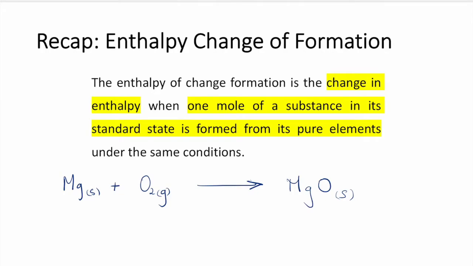And the definition of enthalpy change of formation clearly states that we need to form 1 mole of the substance. So when we balance the equation, we need to keep this in mind, that this coefficient always has to be 1. Therefore, we simply divide this by 2. We add a half in front of the oxygen in order to form 1 mole of magnesium oxide. So that was just a recap on what is the enthalpy change of formation.